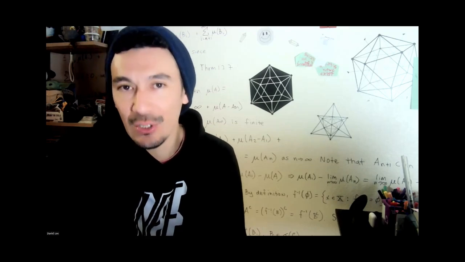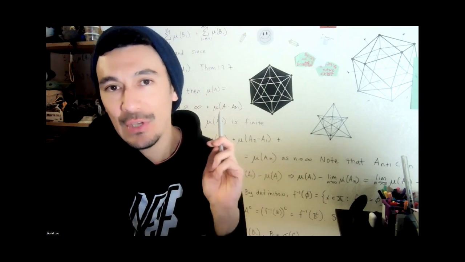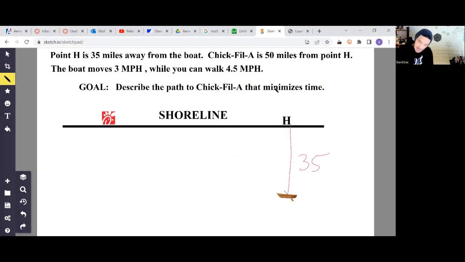Okay, so let's work out the solution to the optimization handout that I gave you guys today. So here we go. The idea is to dock the boat, let's say somewhere here, X miles west of point H, and then we can walk the rest of the way to Chick-fil-A, where the remaining gap would be 50 minus X. And let's call the boat A, the dock point B, and Chick-fil-A C.